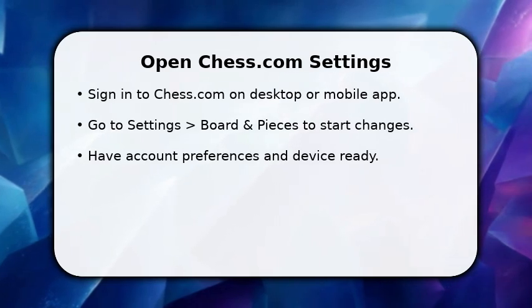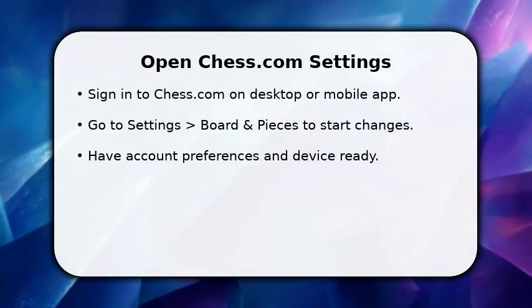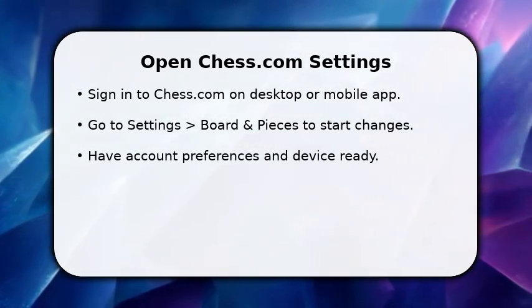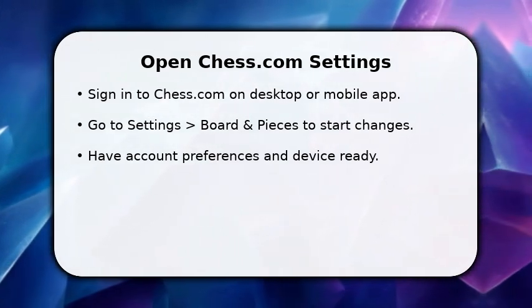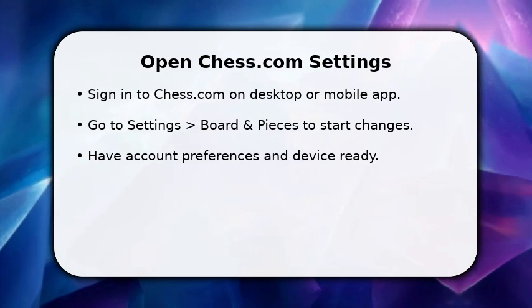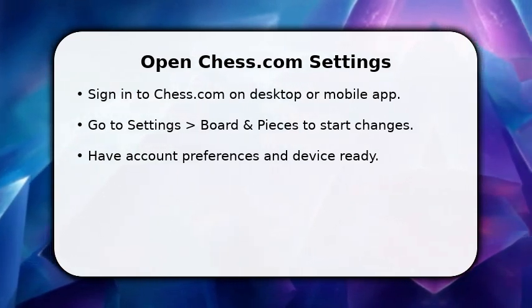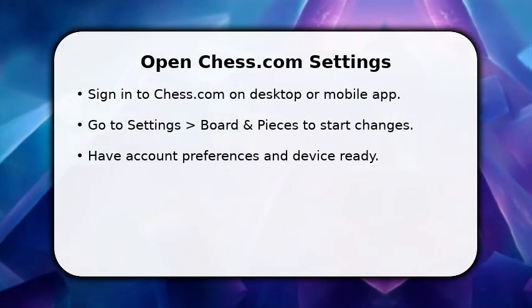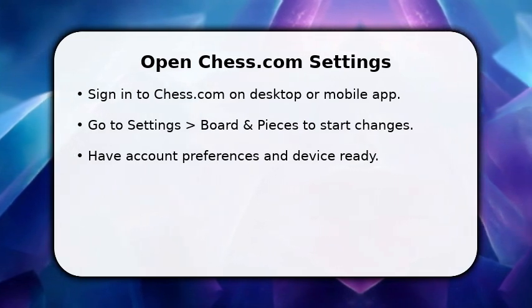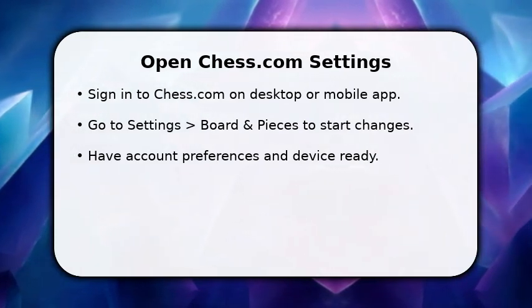You're signed in and ready. Open settings and go straight to board and pieces. Once there, choose whether you're editing for web or mobile because options differ slightly. Make sure your account is the active one if you use multiple logins. You'll see presets at the top. Start by selecting a preset to get a baseline, then make targeted adjustments rather than changing everything at once so you can compare quickly.